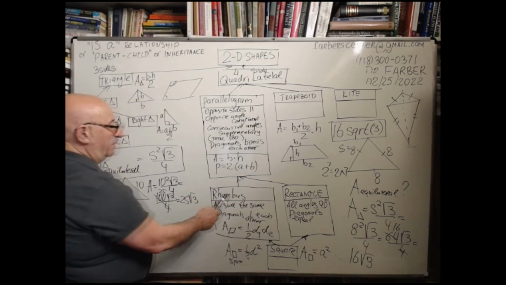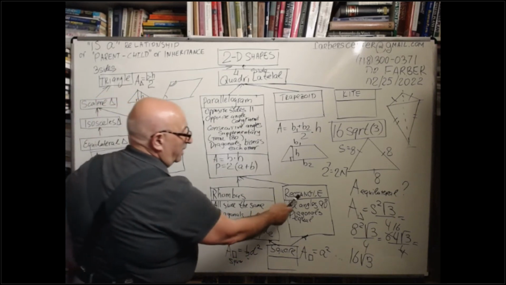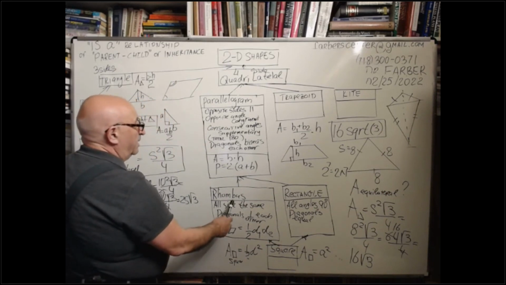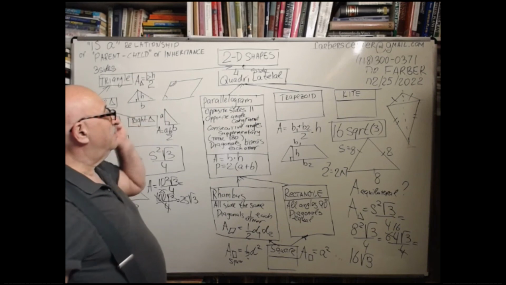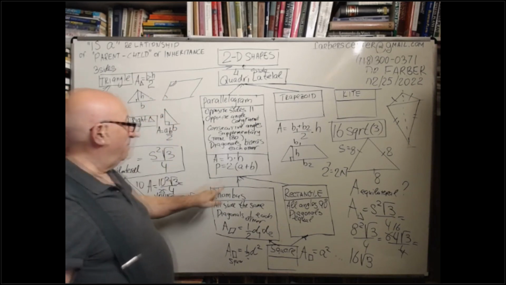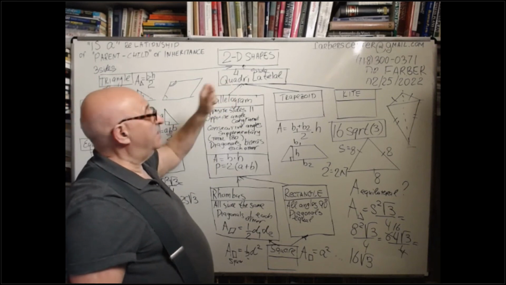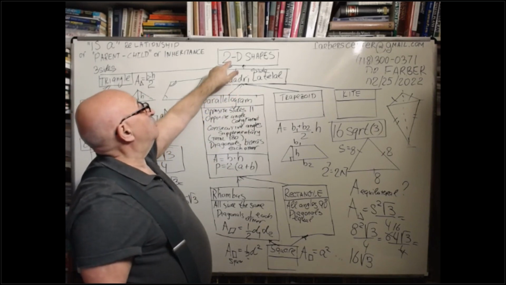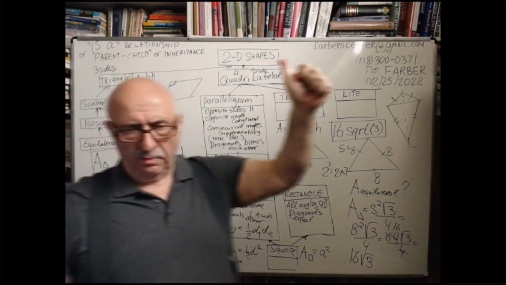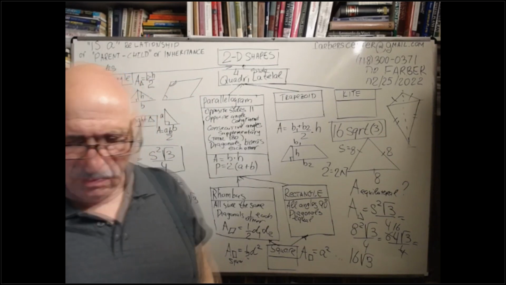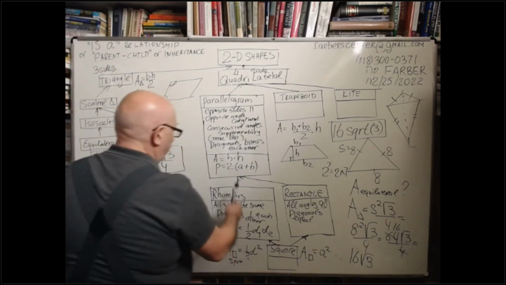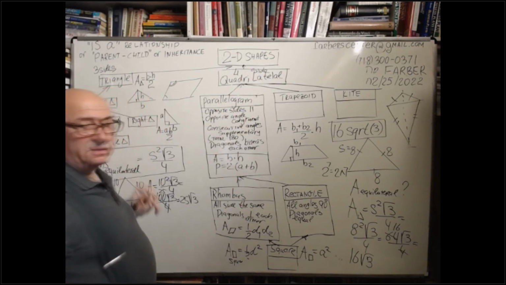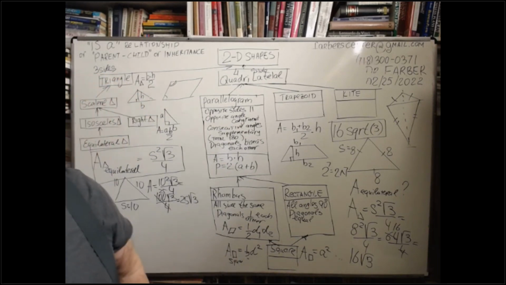So rhombus 1. It doesn't inherit anything from a rectangle. A rectangle is a different creature. Rhombus inherited from parallelogram, 2. Parallelogram inherited from quadrilateral, 3. And quadrilateral inherited from 2D shape, 4. You have to go along this arrow, from this diagonal. Who understands this? Dr. Farber? Yes.